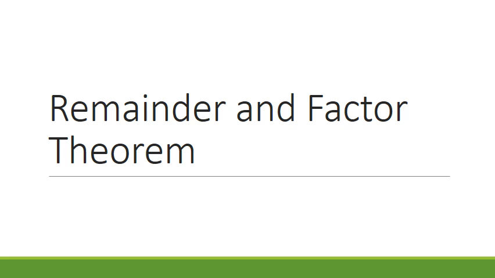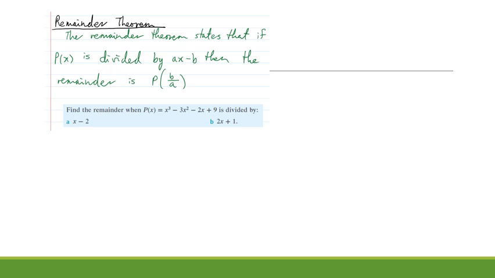We're going to talk about the remainder factor theorem here. Now, the remainder theorem states that if you divide p of x by ax minus b, then your remainder is p of b over a. What that simply means is this: if you want to find the remainder quickly, instead of doing long division, you can just put in a rearranged form of it.